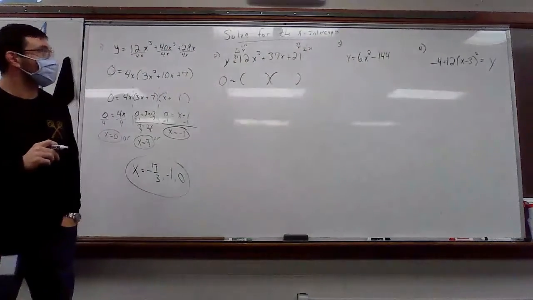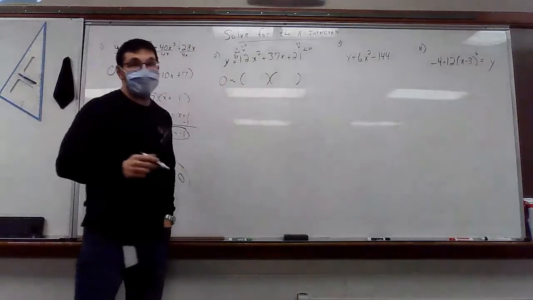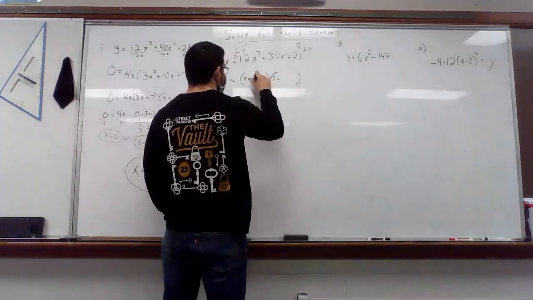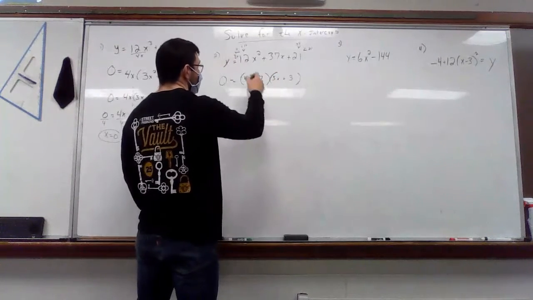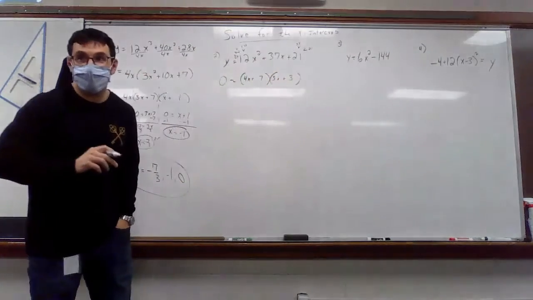Okay, so I've got 1 and 21, 3 and 7, 1 and 12, 2 and 6, 3 and 4. I'm going to always start with my numbers that are closest together. So I go 4x, 3x, 7, 3. Let's see if this works. 21, that's 21x plus 12x. Does that work? Does 21 and 12 work?